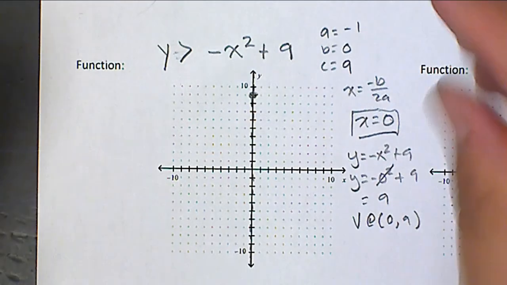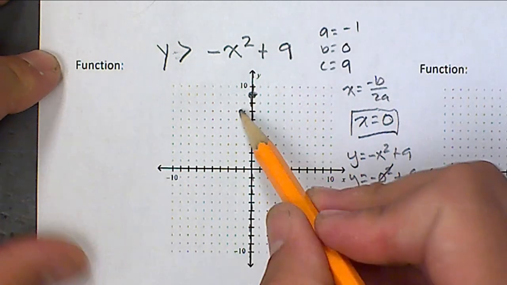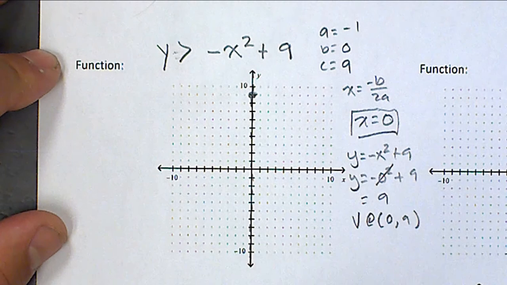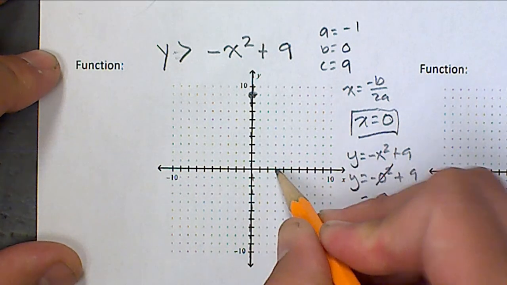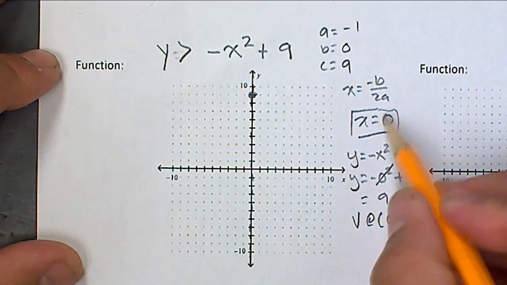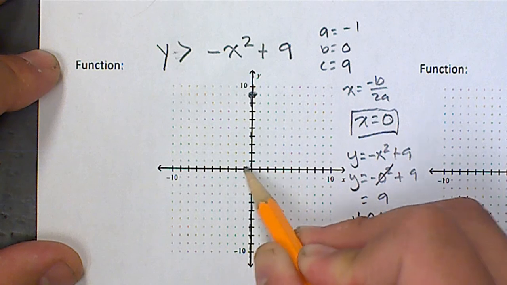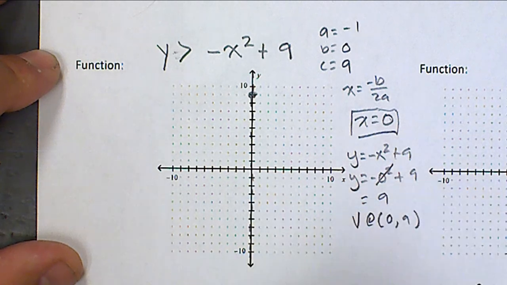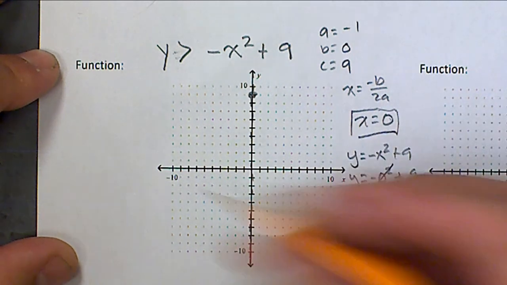Now, what I like to do is find another point. I'm going to choose an x value that is 1 to 2 units greater than or 1 to 2 units less than 0. So I can go up 2 or up 1, back 2 or back 1. So I'm going to choose, let's go up 2. I'm going to put in x equals 2.